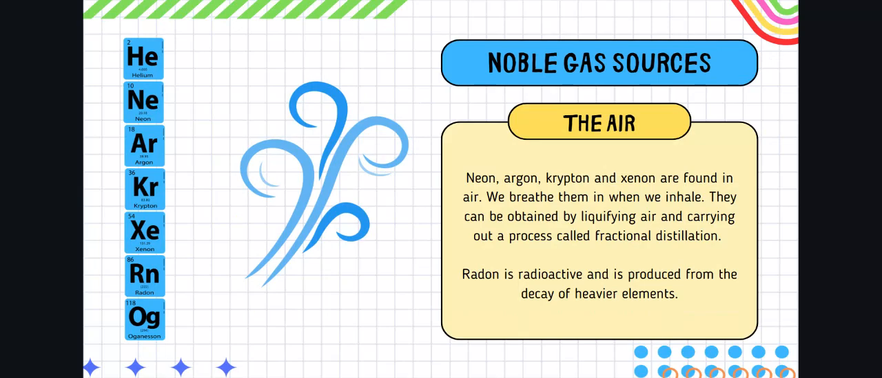Now, let's learn where the noble gases come from. Neon, argon, krypton, and xenon are found in the air. However, you might be like, what about radon and oganesson? Those are radioactive elements produced from the decay of the heavier elements on the other side of the periodic table. Now, how do we get the elements in the air? How do we know they exist? Well, they can be obtained by liquefying the air, and that's carried out in a process called fractional distillation, which basically takes the air and cools it down to such a temperature that it becomes liquid.